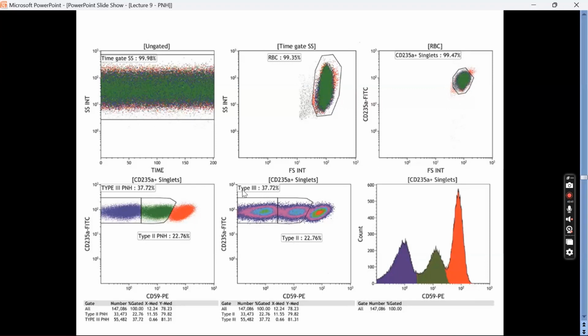Because patients with type 3 will show symptoms and you need to treat them immediately, whereas type 2 patients may not show symptoms and may do well. That is the reason why you need to report these two clones separately.